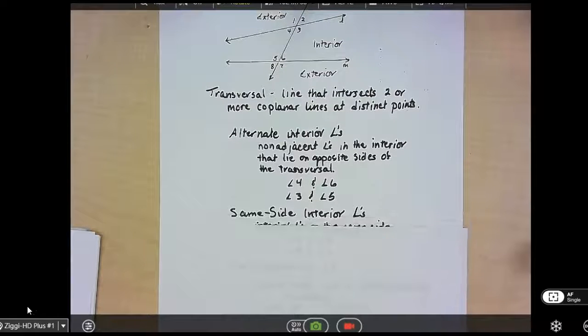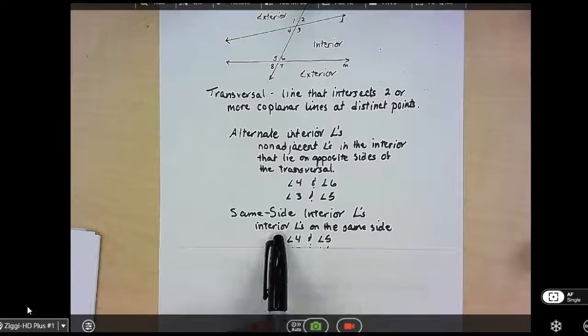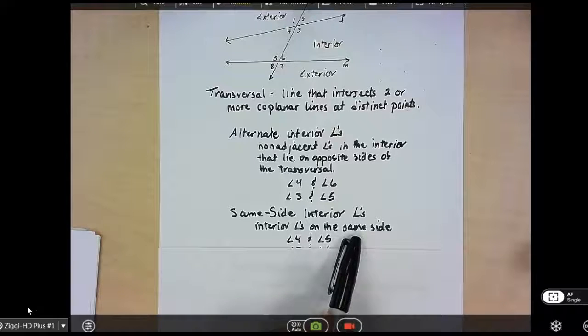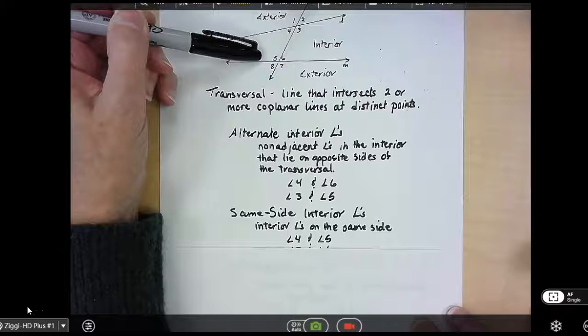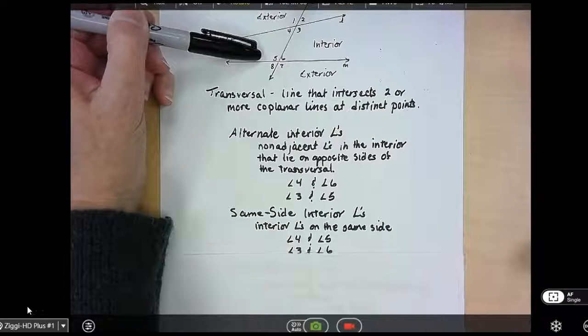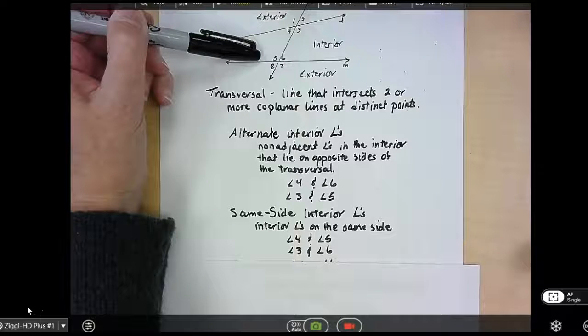We also have same side interior angles. They are in the interior and on the same side. If you go to the interior, 4 and 5 are same side interior. 3 and 6 are same side interior.